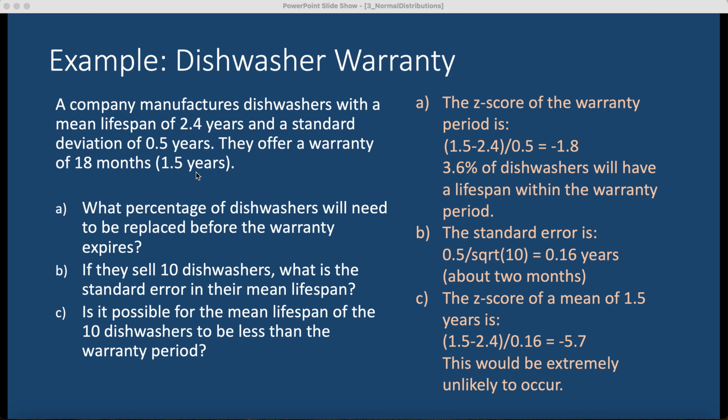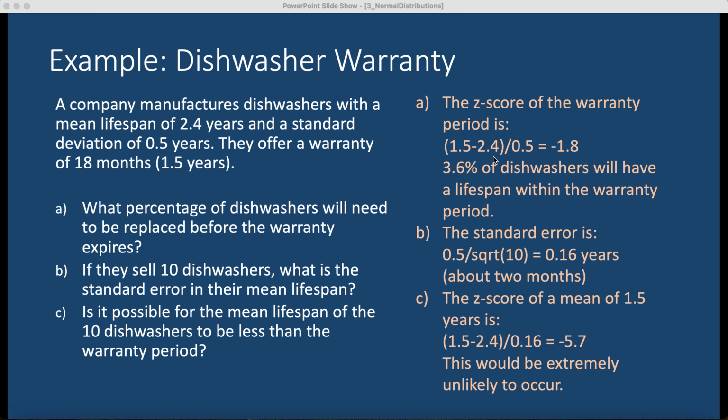But we could still ask the question, what percent of dishwashers will need to be replaced based on this data and assuming that it is normally distributed? So what we want to know first is the z-score for this time, because any dishwasher that lives less than this will need to be replaced. So we find the z-score of the warranty period, 1.5 minus 2.4. So we take the value and subtract the mean and divide by the standard deviation. That gives us the z-score. The z-score is minus 1.8. So value minus mean, divide by standard deviation. That's how you calculate a z-score.